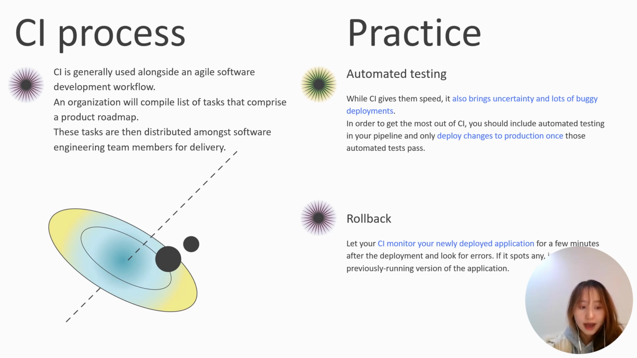Let the CI monitor your newly deployed application for a few minutes after deployment and look for errors. If it spots any, just redeploy the previous running version of the application. If you implement our first best practice and include many tests in your pipelines, then you shouldn't see many of these situations. But no tests are perfect, so there is always a chance that something won't work as expected.